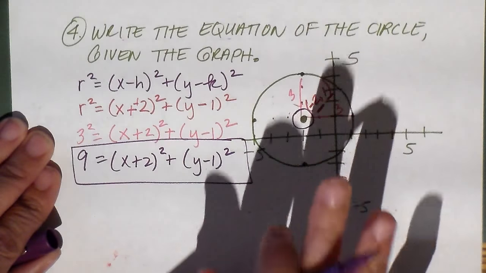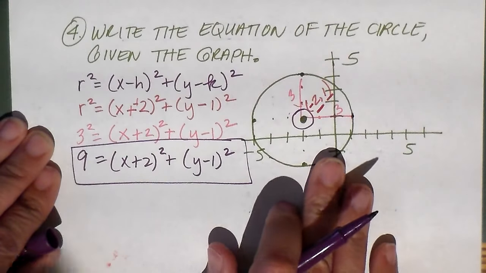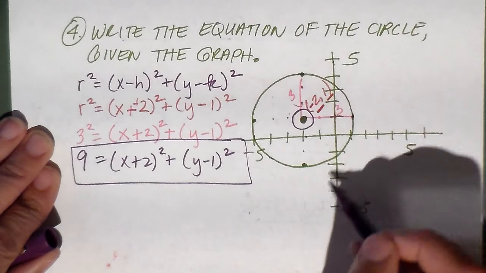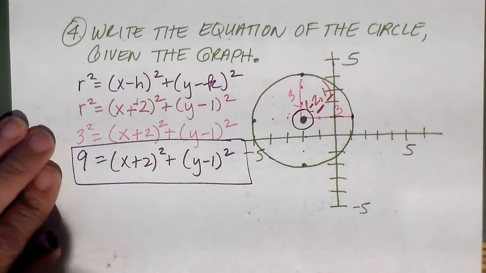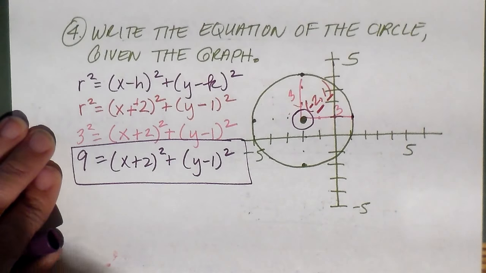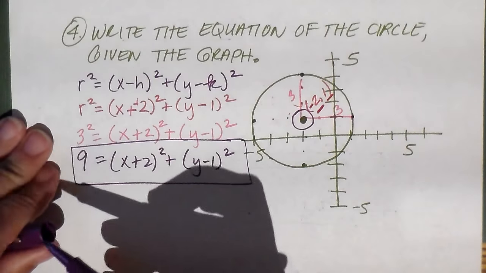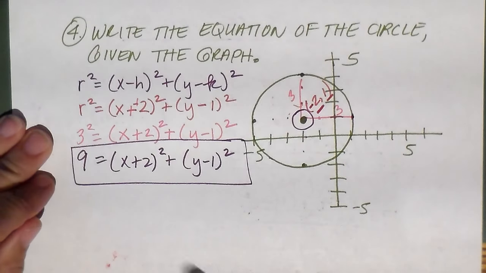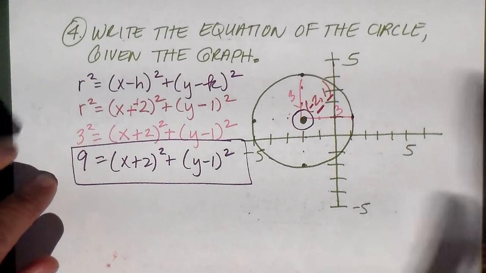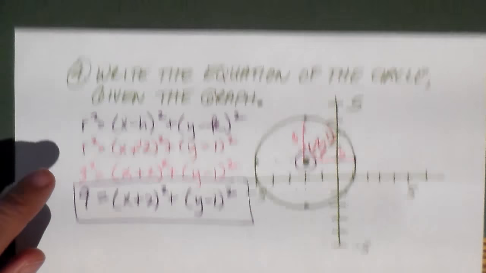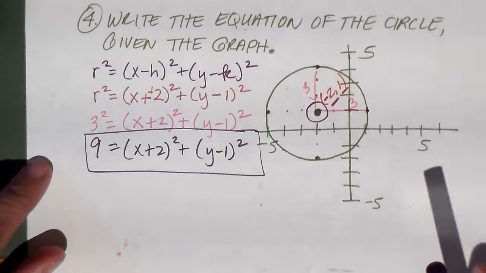Now, if you can't feasibly count to find the radius, you can always pick a point on the circle and do what we did in the previous example, which is to use the distance formula, which I know you really enjoy. So anyway, that's how we write the equation of a circle given the graph. So those are 4 different ways we can use equations of circles to either graph or find equations.